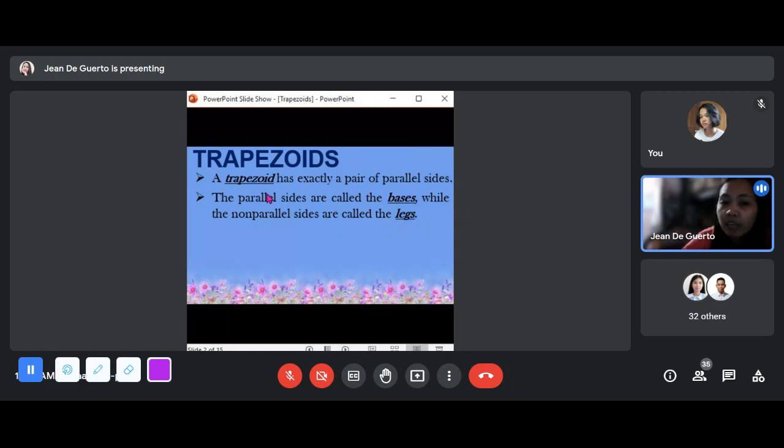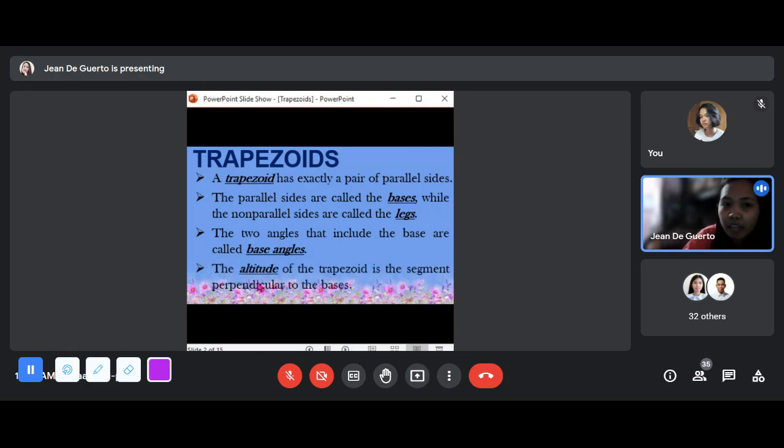Okay? When it comes to the angles, yung angles na nag-i-include sa base are called base angles. So since we have two bases, a shorter base and longer base, meron din tayong dalawang pairs ng base angles. Okay? So we have two pairs of base angles. Ayan. So the two angles that include the base are called base angles.